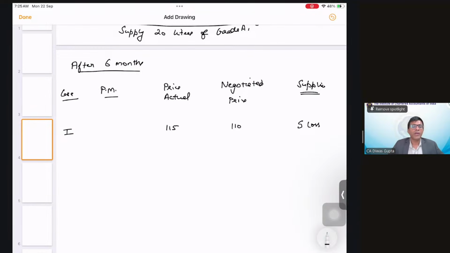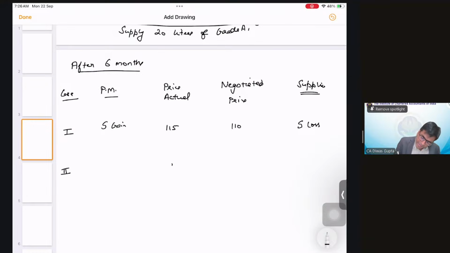Now the procurement manager will have a 5 rupees gain or a 5 rupees loss here? Gain, sir, 5 rupees. Yes, because if they had not entered into this forward contract, they would have ended up purchasing it from the open market at 115, and hence they would have paid 5 rupees extra. Now, because of this arrangement, they are paying 5 rupees less, and hence there is a 5 rupees gain here. Now, let's take the second case.